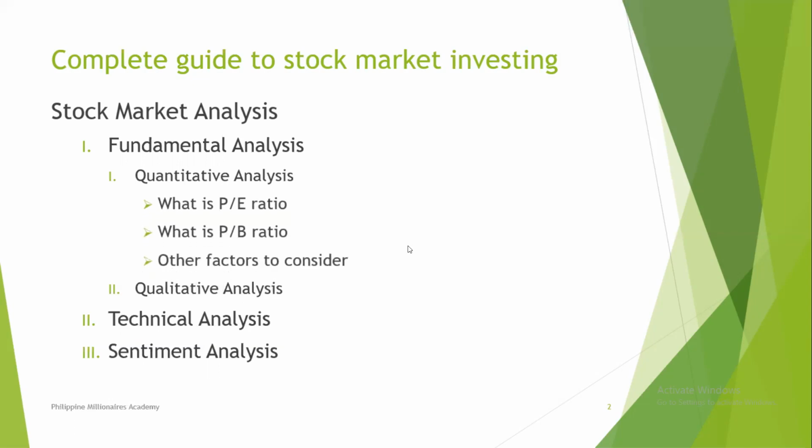So in this video, I will just focus on what is PE ratio and what is PB ratio. Other factors to consider in the qualitative analysis, we will discuss in other videos na lang. Kasi this PE and PB ratio are very important for us to really identify whether a stock is already undervalued or overvalued. So if we get a clear understanding of what PE and PB ratio is, then we will have the confidence to invest in the stock market.